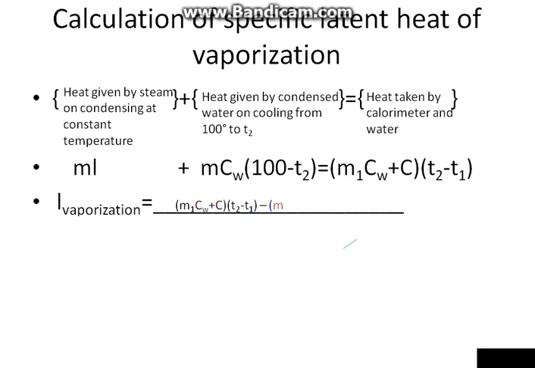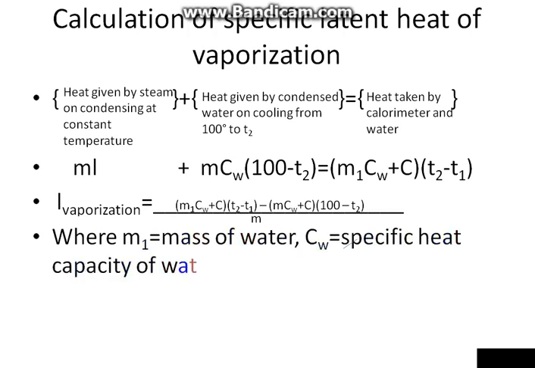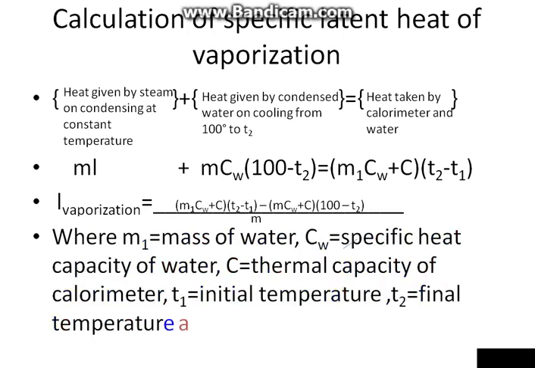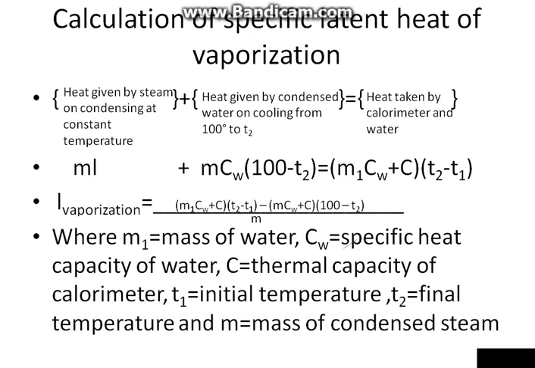L vaporization is equals to [(M1CW plus C)(T2 minus T1) minus (mCW)(100 minus T2)] all over M, where M1 is the mass of water, CW is equal to the specific heat capacity of water, C is equal to the thermal capacity of calorimeter, T1 is equal to the initial temperature, T2 is the final temperature, and M is the mass of condensed steam.